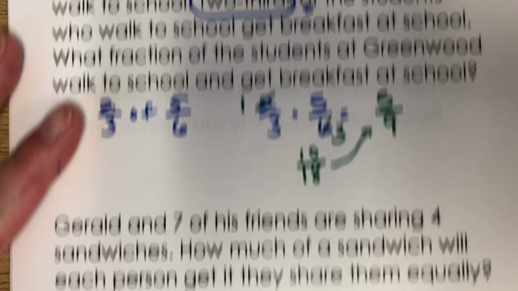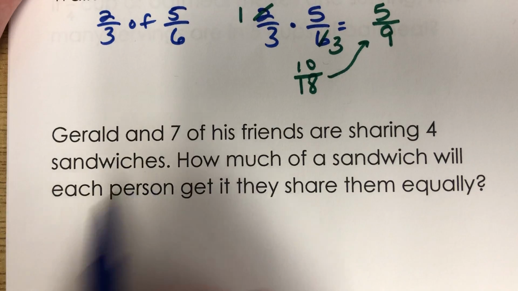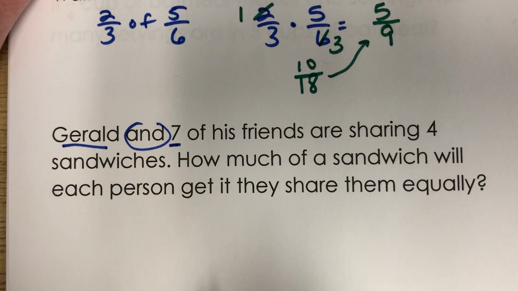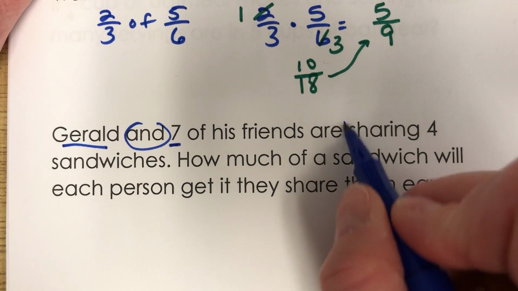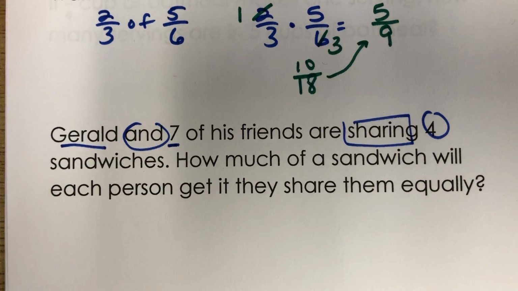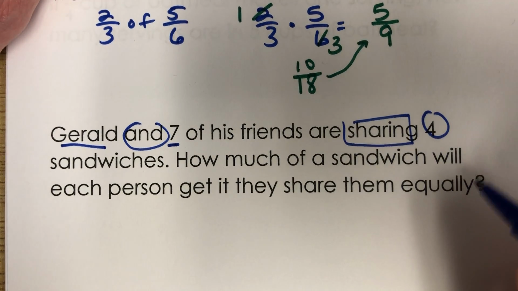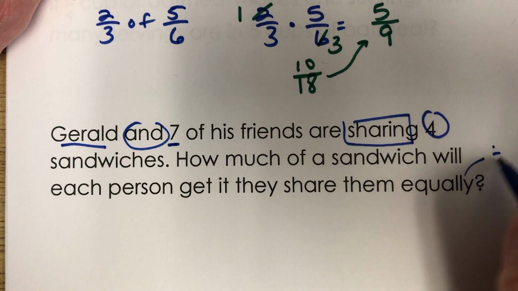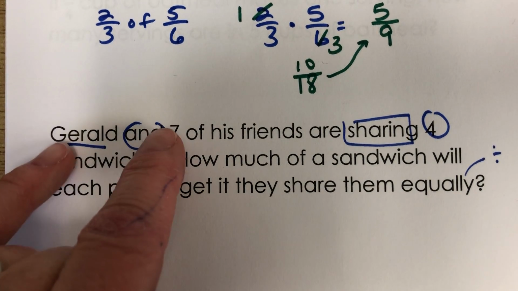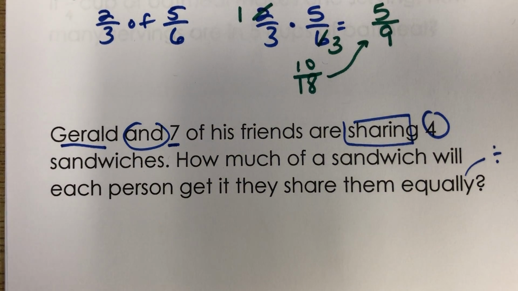All right, next one. Gerald and 7 of his friends are sharing 4 sandwiches. It says Gerald and 7 of his friends, so be careful with this. They are going to share 4 sandwiches. How much of a sandwich will each person get if they share them equally? Well, equal sharing means division, okay? And we want to think of, what are we dividing up? Are we dividing up Gerald and his friends, or are we dividing up the sandwiches? We're dividing up the sandwiches.